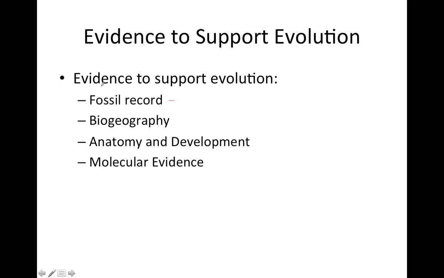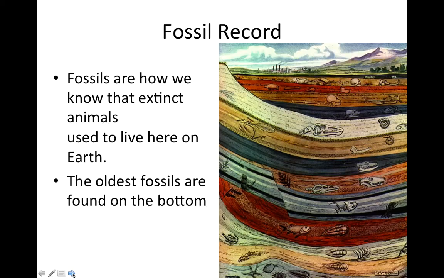So, evidence to prove that evolution exists are these things: fossil record, biogeography, anatomy and development, and lastly, molecular evidence. We're going to go into each one. First of all, our fossil record shows us how long the world has been around due to these creations in the dirt. This is how fossils create extinct animals, and that's how we know that they used to live here.